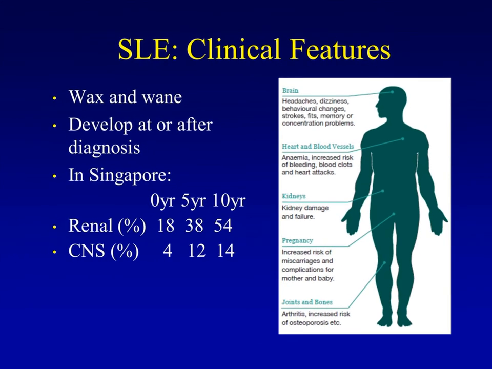Importantly, the clinical features of SLE or lupus do wax and wane, so they can actually be worsened when the patient has a flare and can wane or resolve when the patient is treated. And these features can develop at or after diagnosis. In Singapore, over time, we've shown that the incidence of renal disease actually increases, as is shown in this slide, and that of CNS involvement also increases. So that after 10 years of disease, about half of patients have renal involvement and about 15% have CNS involvement.